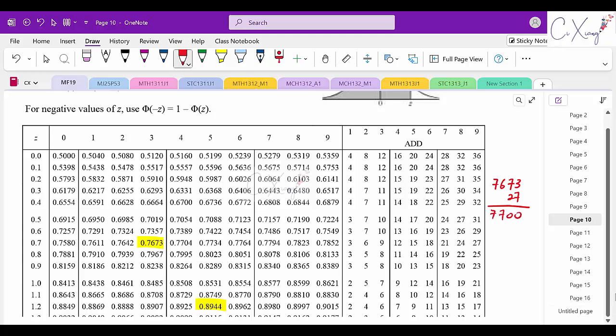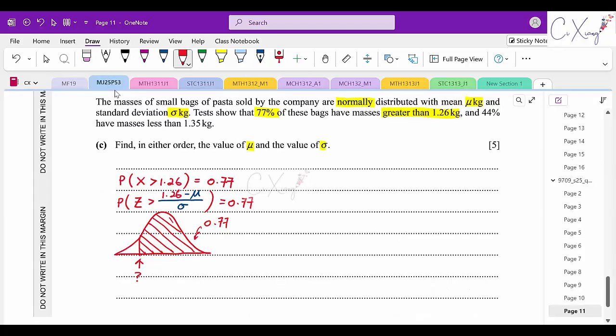Is there any 27 at the back? At the same row, yes. So if you read out the value of Z that you get, it should be 0.739. Okay, I go back to my step here. The Z, the question mark here, should be 0.739.